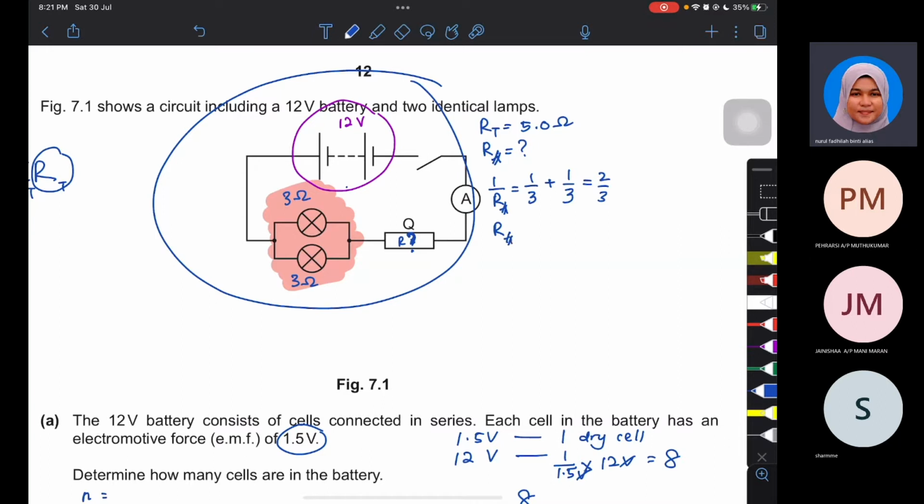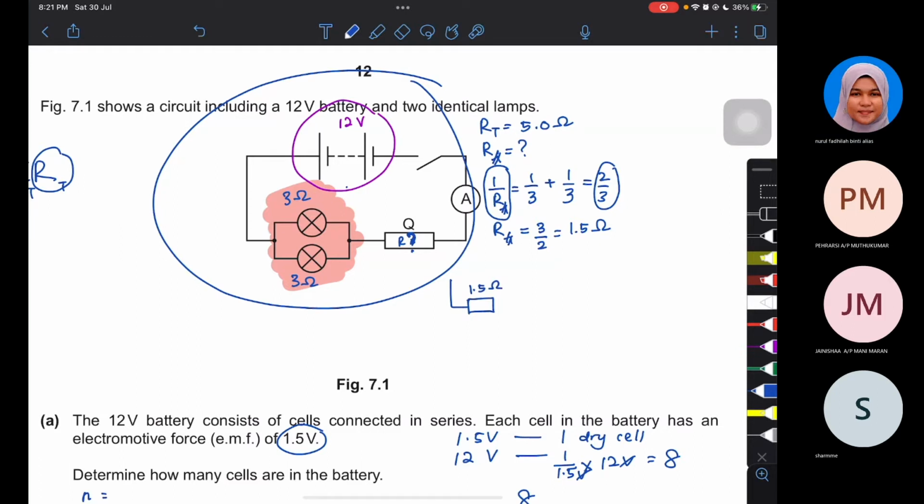2 over 3. So, what is the R in parallel? So, ingat, yang 2 over 3 ni is equal to 1 over R in parallel. So now kita nak R parallel saja. Kita bukan nak 1 over parallel. So that's 3 over 2. 3 over 2 is 1.5. Betul tak? 1.5. Betul, teacher. Okay, jadi sekarang seolah-olah kita ada circuit yang macam ni. Ni resistance dia 1.5 ohm.